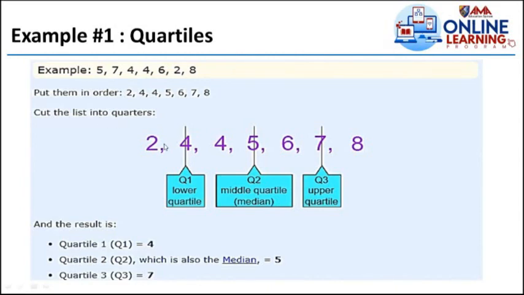Okay? So we have 2, 4, 4, 5, 6, 7, 8. 2 quarters nasa gitna. So ibig sabihin, this one represents your middle quartile, or that's our median. Tapos, dito, yung median, ditong natira, ito na siya, no? That's your quartile 1 or lower quartile. Okay? So, lower quartile po siya. That's our quartile 1.